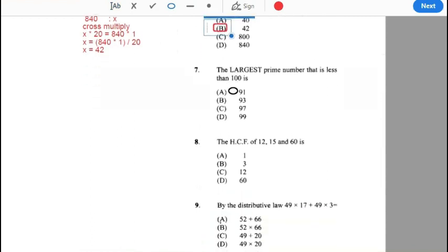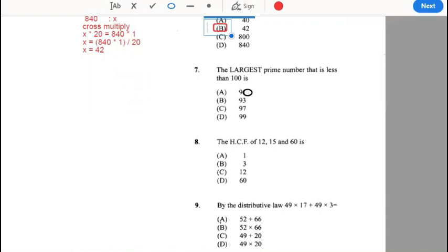The largest prime number that is less than 100. So in this question, there are more than one prime numbers. And if you know what prime numbers are, it will be easier to solve. So a prime number is a natural number greater than 1 and is not a product of 2 smaller integers.